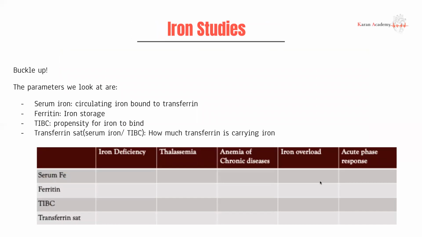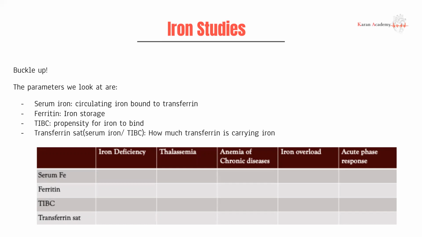The conclusive test is obviously going to be iron studies, and this is really important to understand. Here's a lovely, lovely table that will get you through so much, but please understand this. So what do we look at when we order iron studies? Well, we look at serum iron, we look at ferritin, we look at transferrin or total iron binding capacity, and then we look at transferrin saturation levels. So let me break this down and explain this with the help of an example.